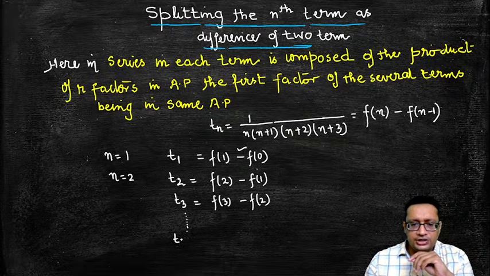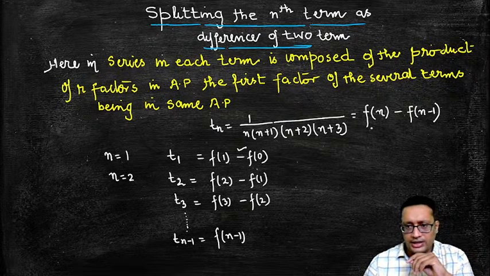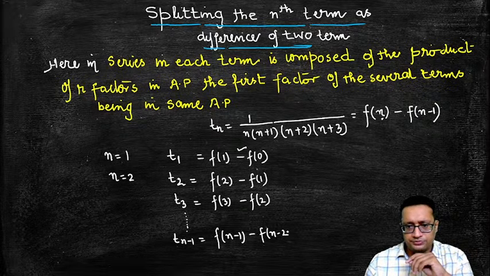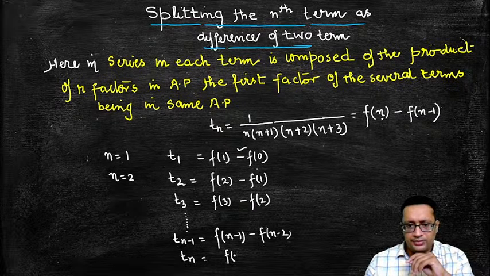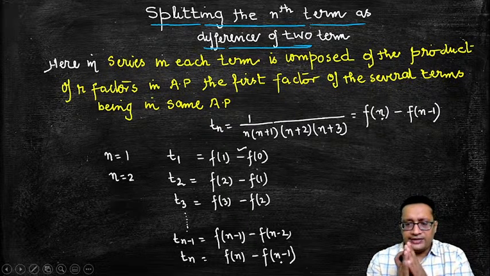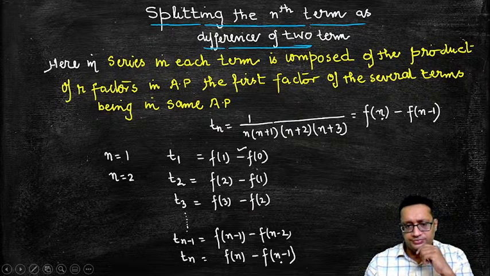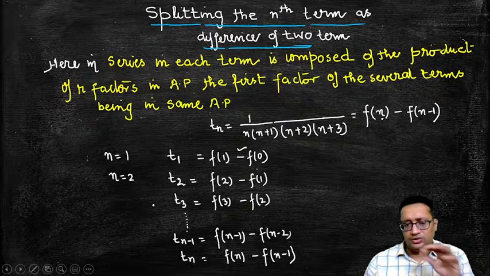When I place n minus 1, what will I get? f of n minus 1 minus f of n minus 2. And for the last term, Tn, I will get f of n minus f of n minus 1. So here we have to write the series as a difference of two terms, and after that place n equal to 1, n equal to 2, n equal to 3, and so on up to n equal to n.